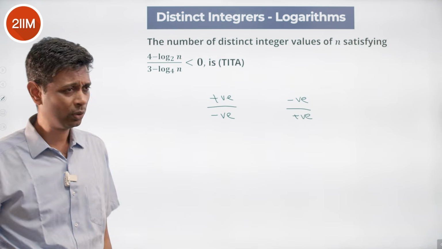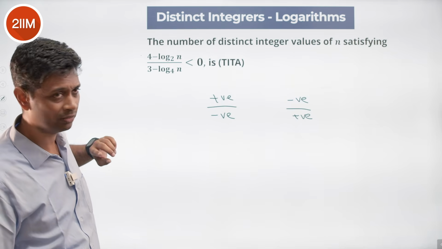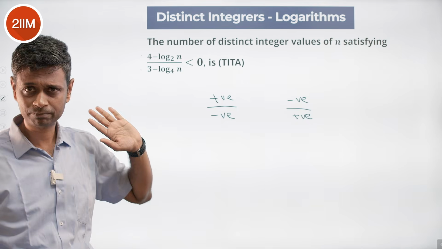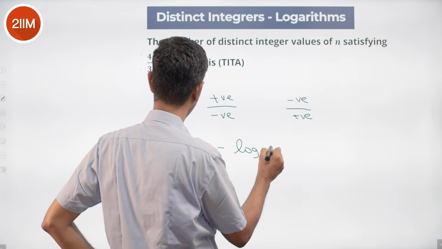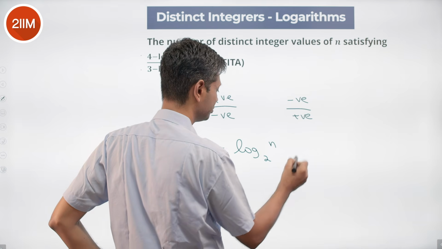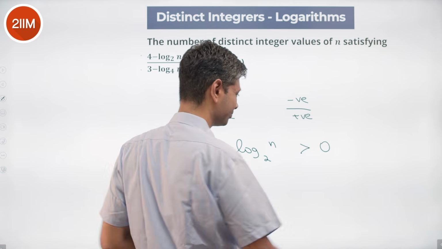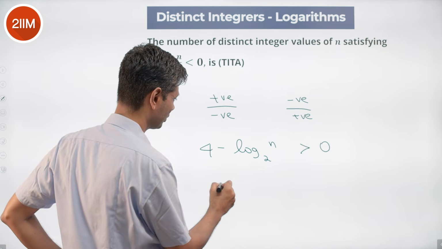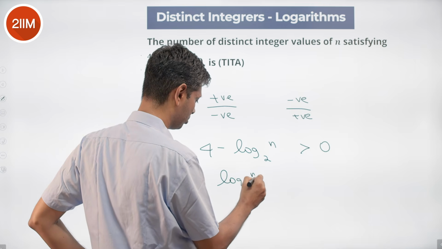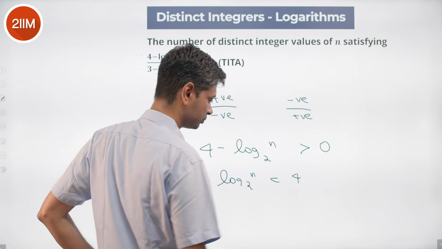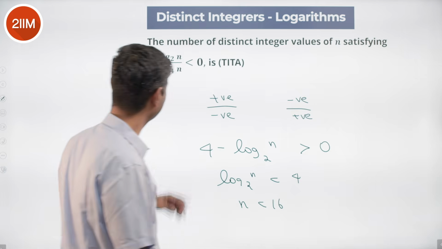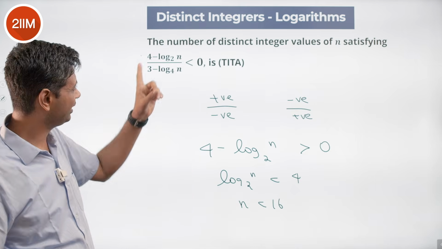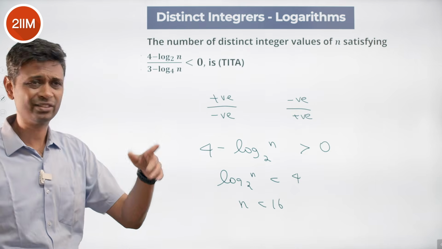Nice. So what am I going to do? I'm going to think about when this becomes positive and negative. I'm going to solve for 4 minus log n to the base 2 greater than 0, or log n to the base 2 is less than 4. 2 power 4 is 16, so n less than 16. When n is less than 16, this is positive. When n is equal to 16, this is 0. When n is greater than 16, this is negative.